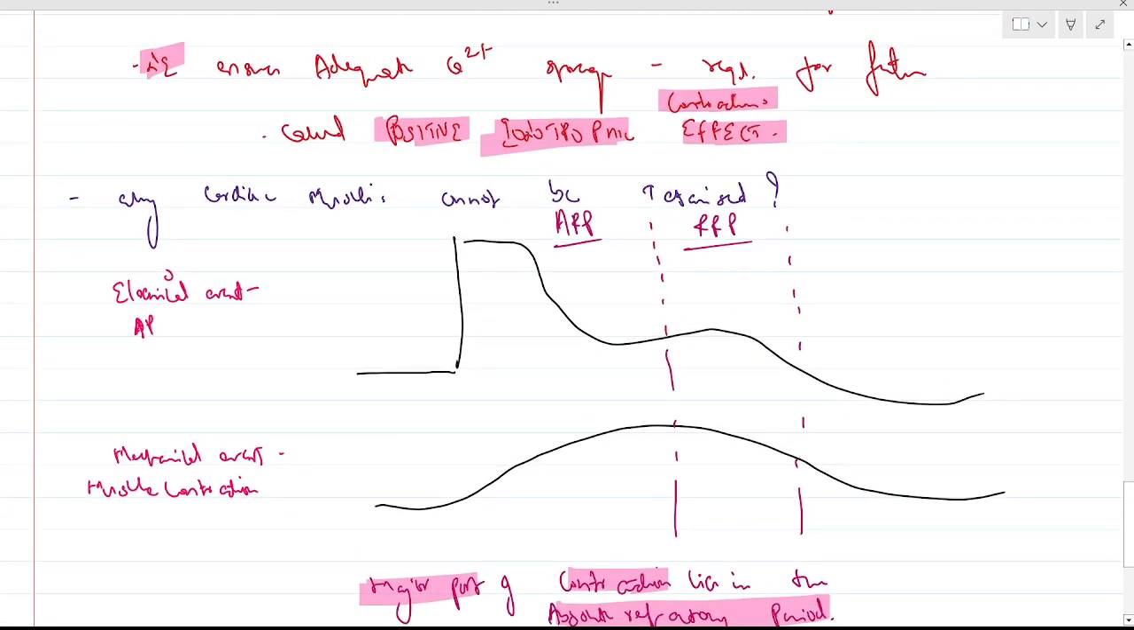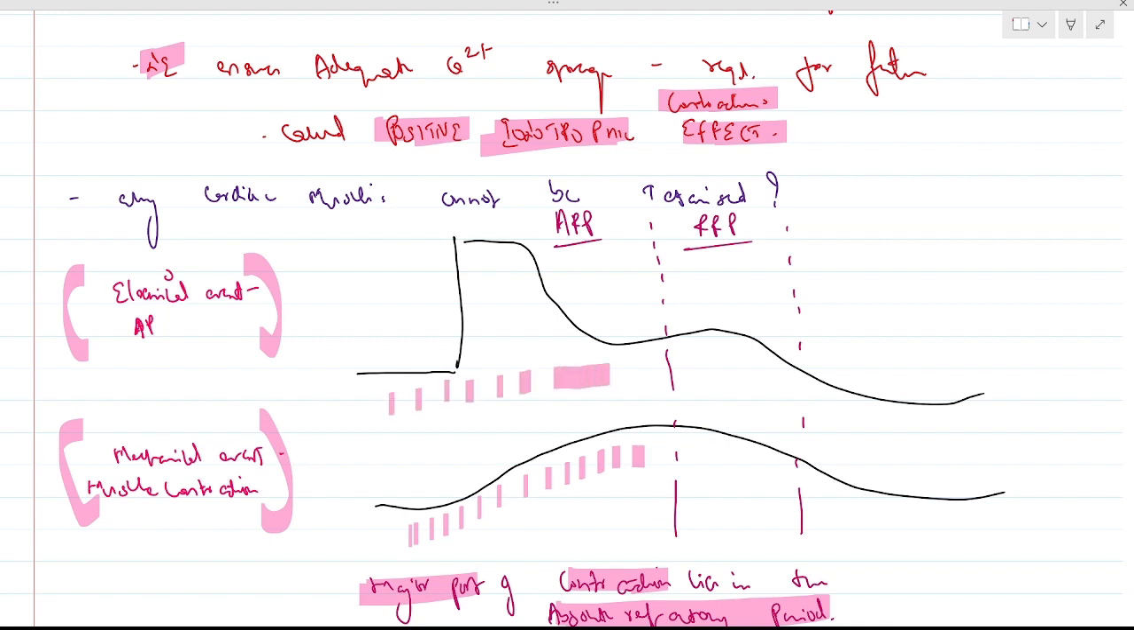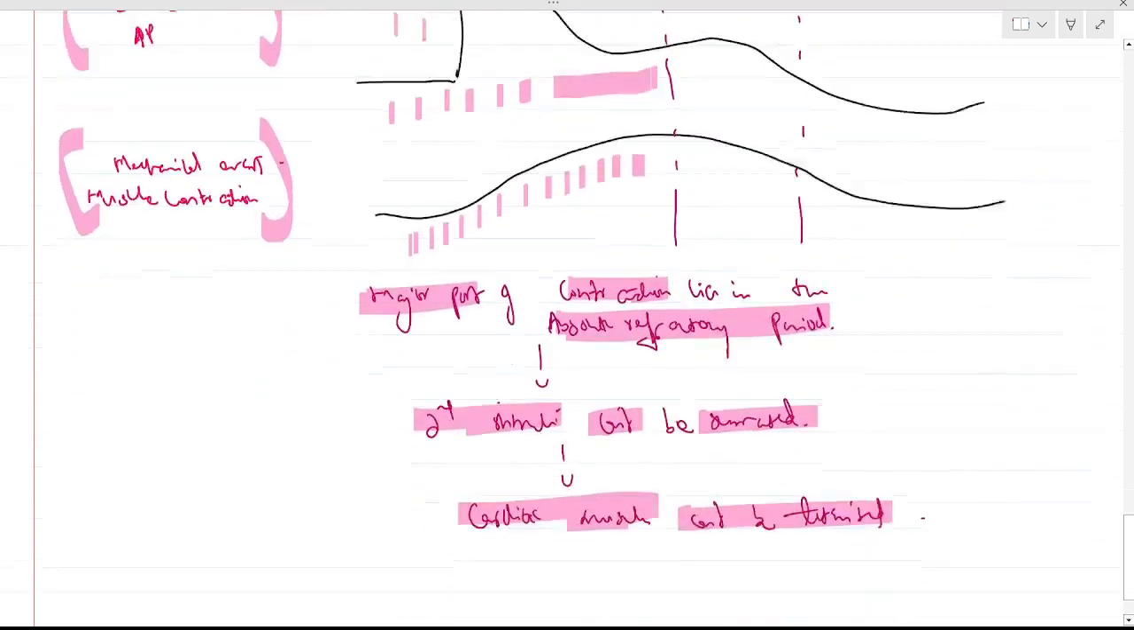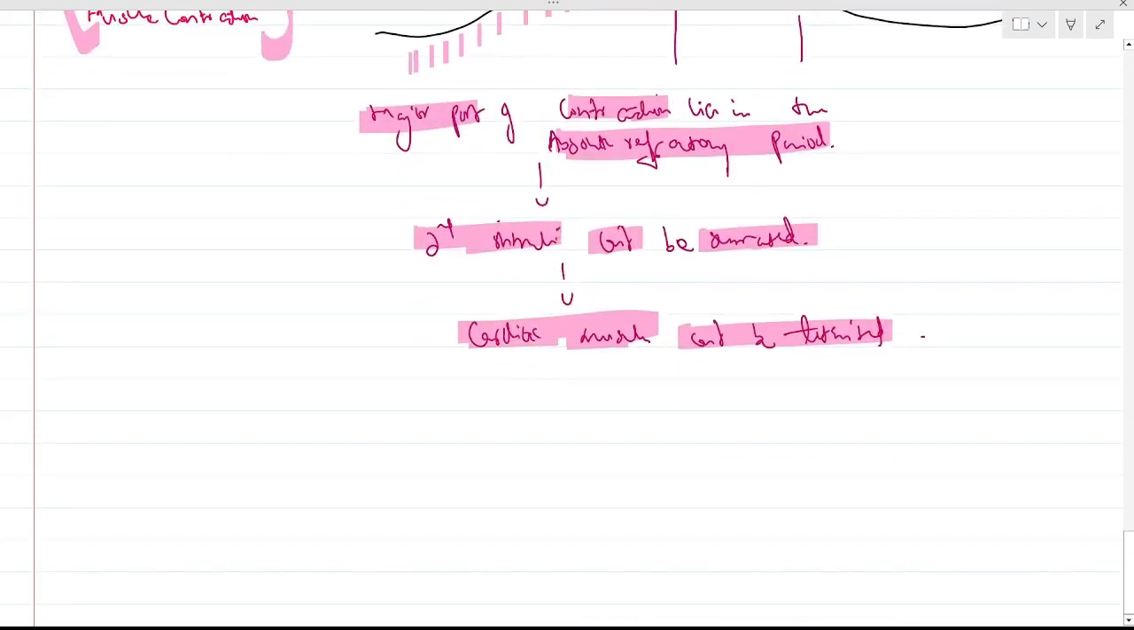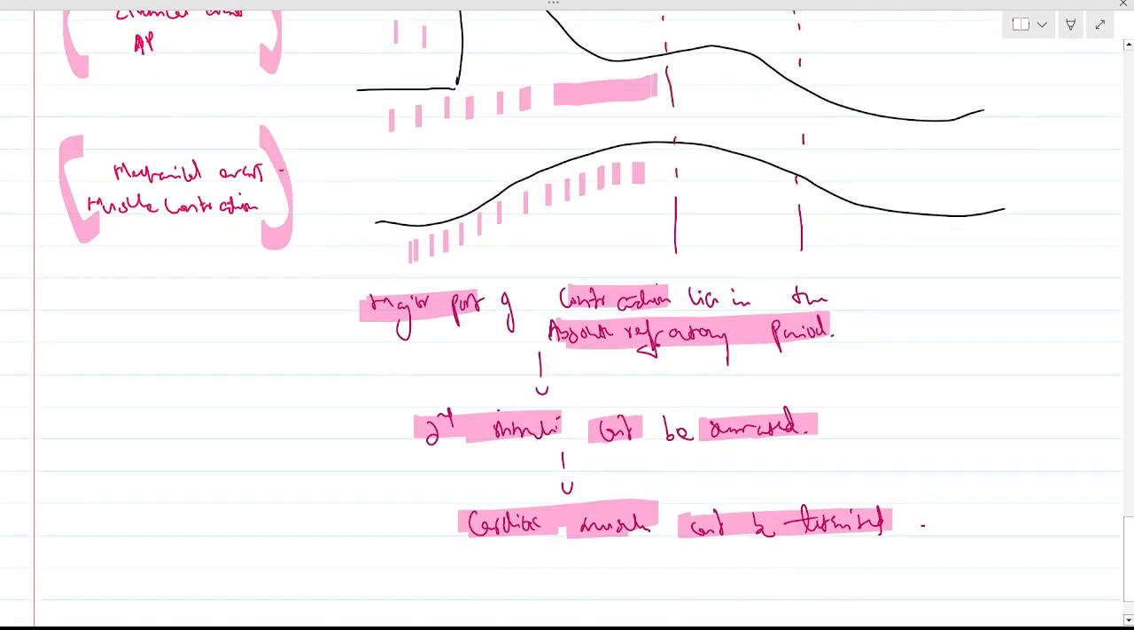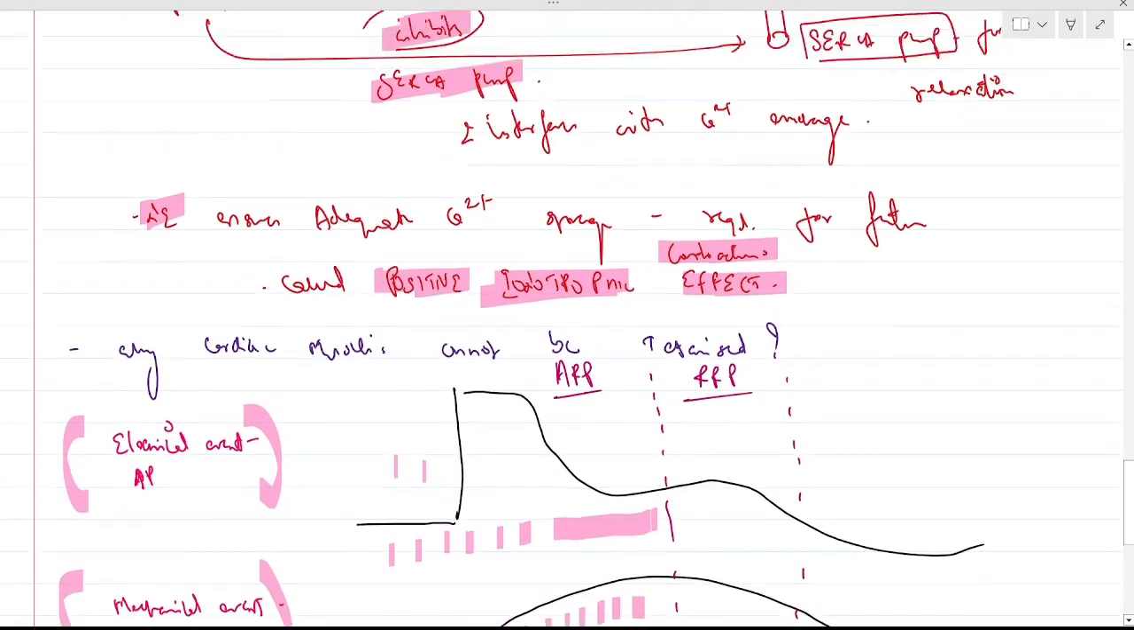Okay, so here is the graph. Here is the action potential event, and this is the muscle contraction event. The majority of this contraction phase lies in the absolute refractory part, and here the second stimulus, however strong, doesn't matter, it can't be summated, and that is the reason why cardiac muscle can't be tetanized. Okay, so this was a total discussion on our cardiac muscles.